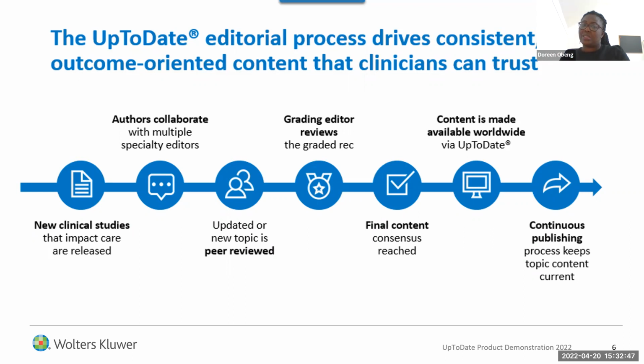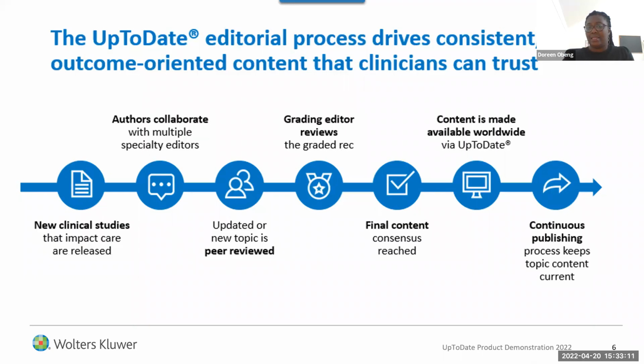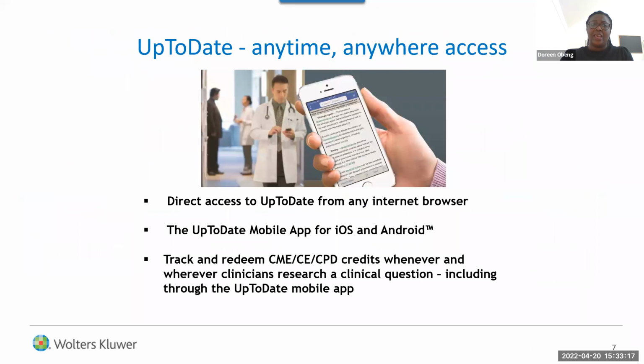If all this process is done, then the content will be posted on UpToDate, and every month the literature behind the content will be updated and checked. And if there are changes in the references, then the content will be changed, and there will be a notification that the content is being updated in UpToDate. And I'll show that later on during this session. So that's how rigorous the process is behind UpToDate.